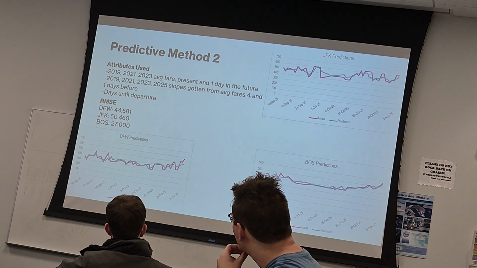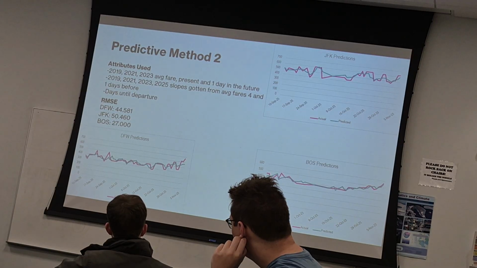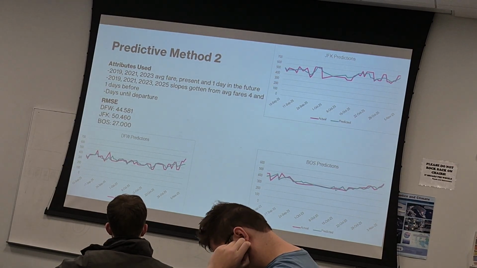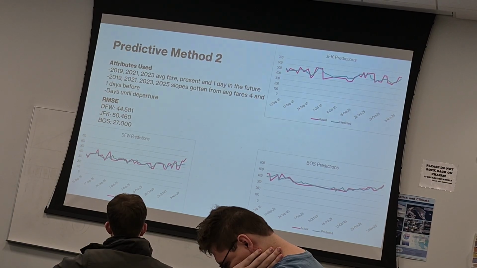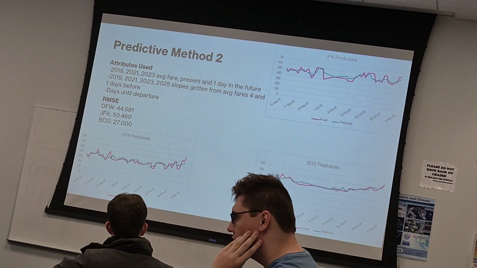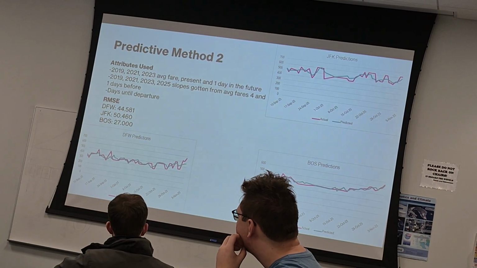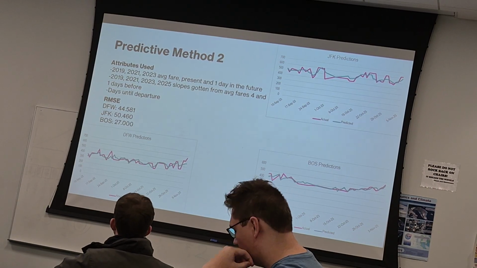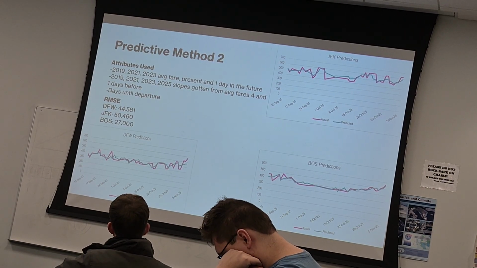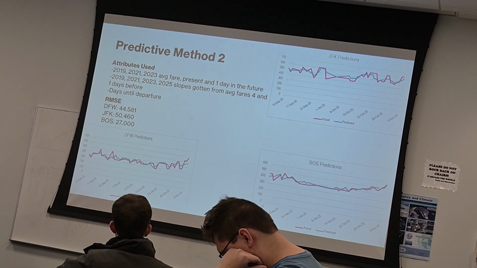For my model, I used the previous 3 classes' data. So I used the average fare for the day I was predicting with the 3 classes and one day in the future, but the p-values weren't very good for that date in the future. I also used the slopes for those three classes and this year's, using 4 days before and 1 day before to get the slope.